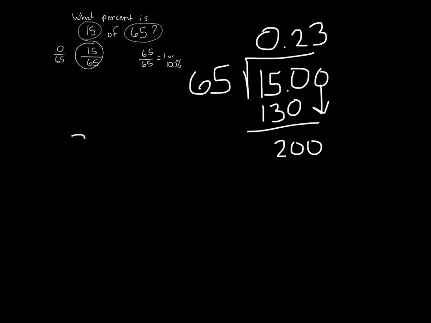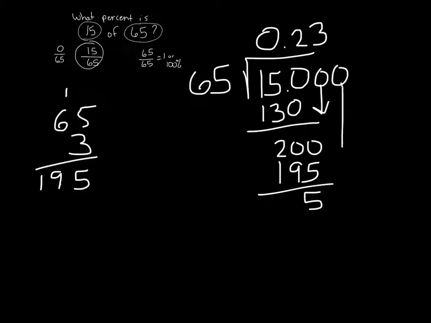So 3 times 65, well, I know 3 times 5 is going to be 15, and 3 times 60 is 180. So it should come out to 195. Let me check it. Oh, I did that wrong. Let's see if I can do this correctly. So 3 times 5 is 15, 3 times 6 is 18, plus 1 is 19. So 195. And so we have a 5 left over, bring down another 0.